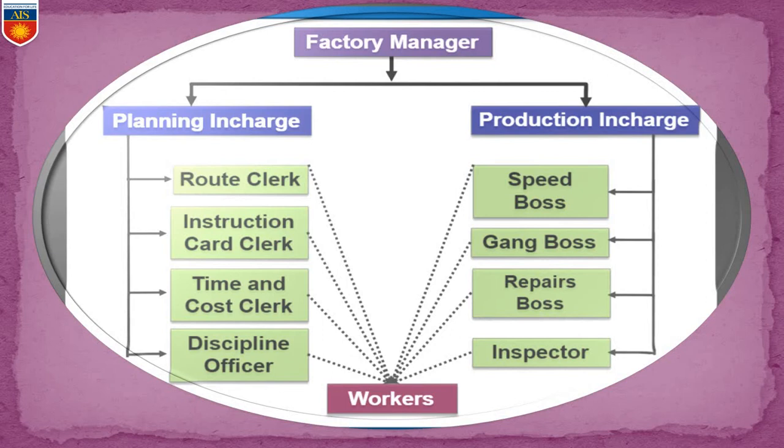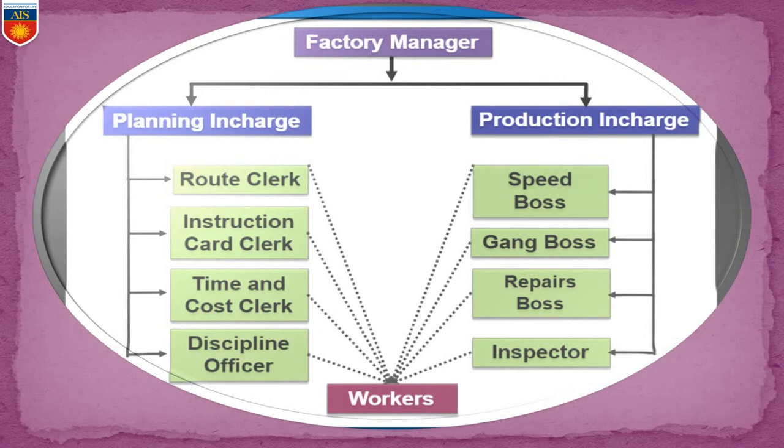Next was the instruction card clerk. Various instructions for completion of the task, like which tools and equipment are to be used, at what speed the work had to be performed, and other technical details were given by the instruction card clerk. Next was the time and cost clerk. He specifies the time in which workers should perform the various work activities and also determines the cost at which work should be performed.